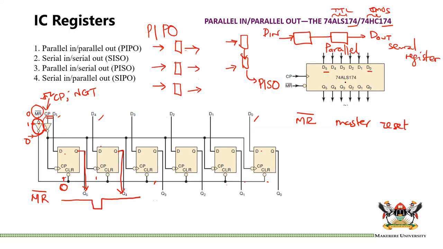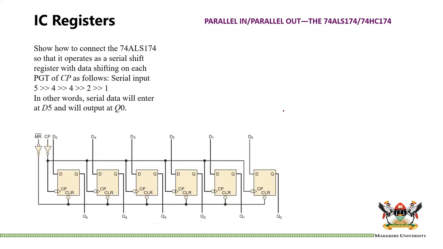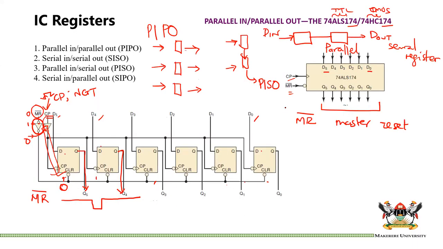Actually, this is a 6-bit register where you can store 6 bits at the same time, and your outputs are also parallel. They are going out. You have your master clock, which is active high. In this case, I think it's active low because of this stage, which is a double inversion, and the master reset clearing, which is active low. All right, so that's all.